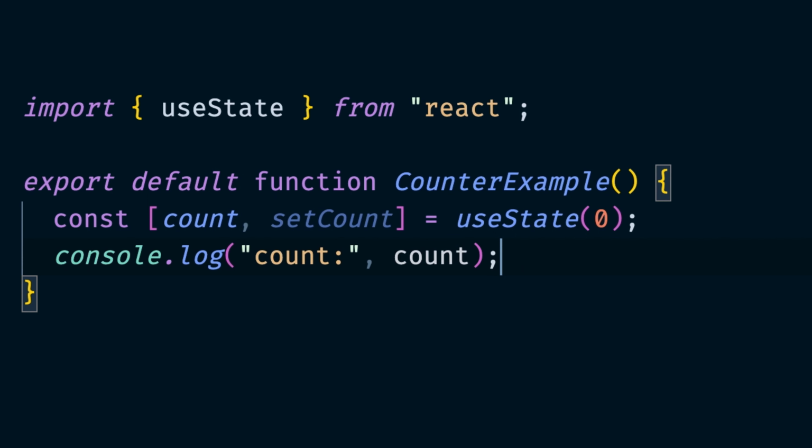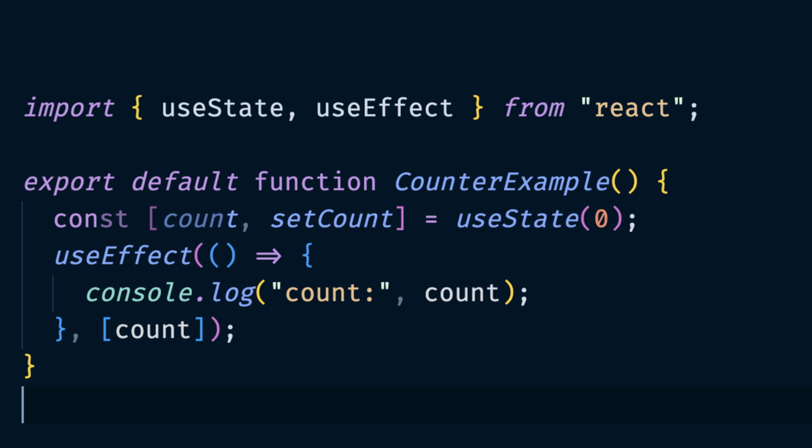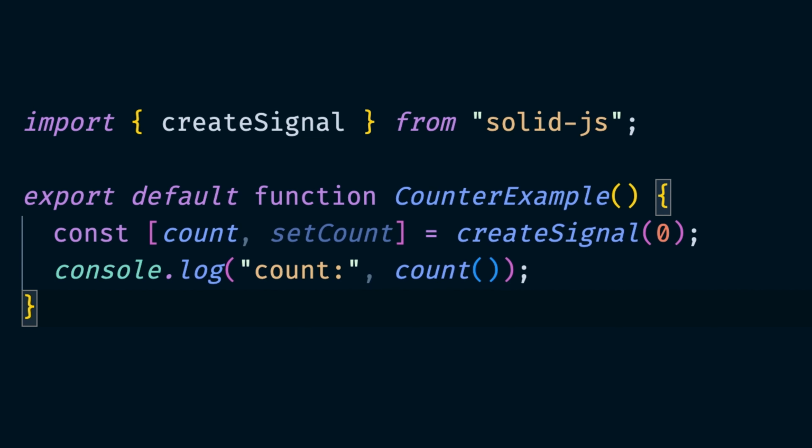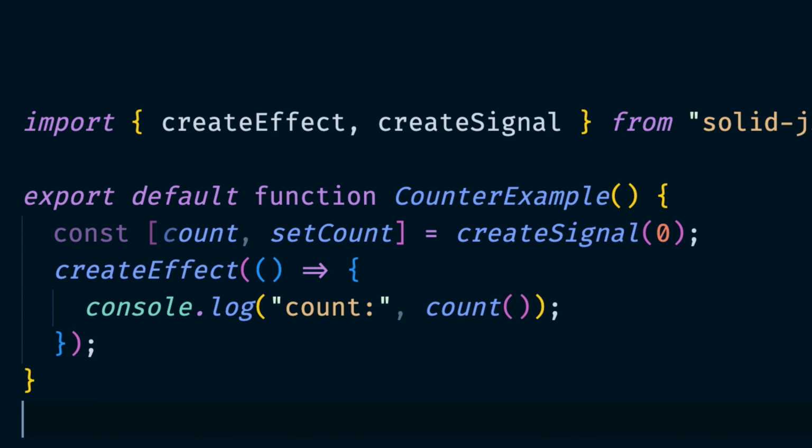If we want to subscribe to a state value so that we can perform an action whenever it changes in React, we use the useEffect hook and put that state variable in the dependency array of the hook. In Solid, we use the createEffect hook. The main difference being we don't need to provide a dependency array to control when it should be called. Solid handles that for us.